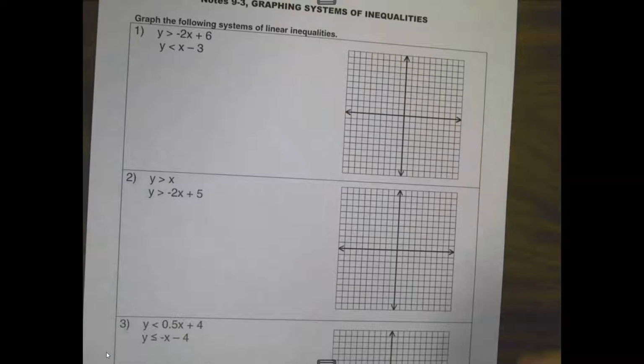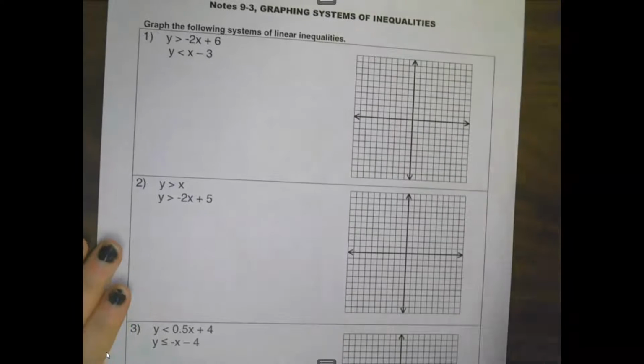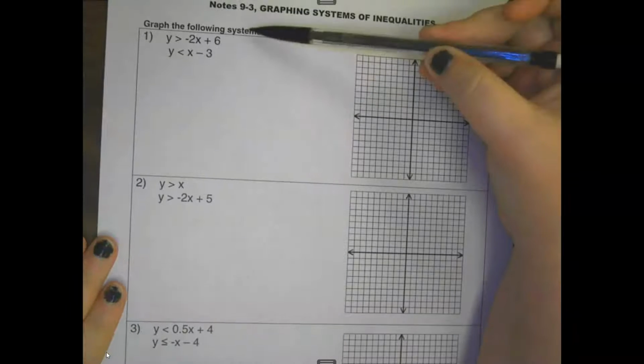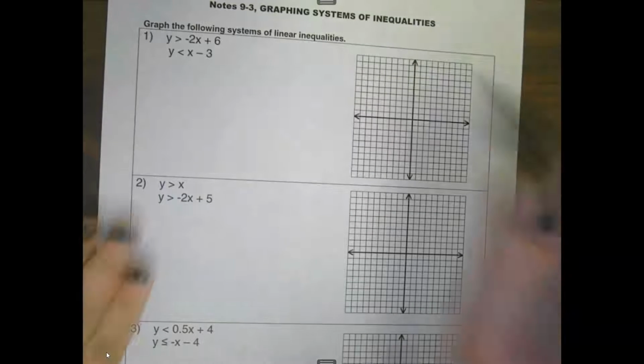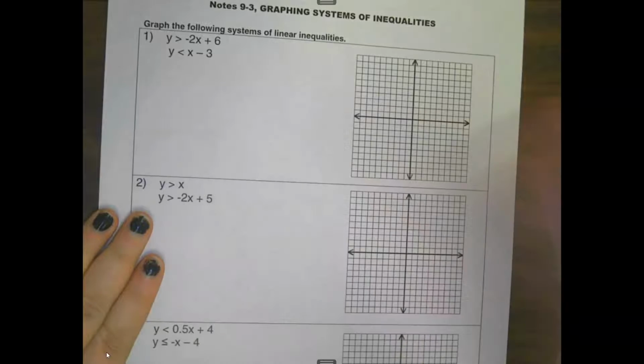All right, this is the 9.3 notes. So we're going to now do two equations, and we're going to graph them, follow the rules, and see where they intersect.